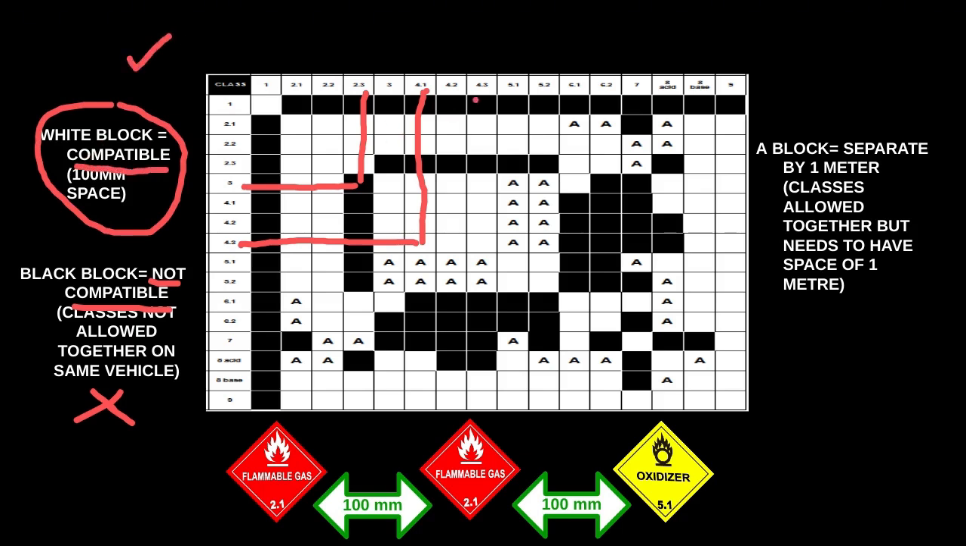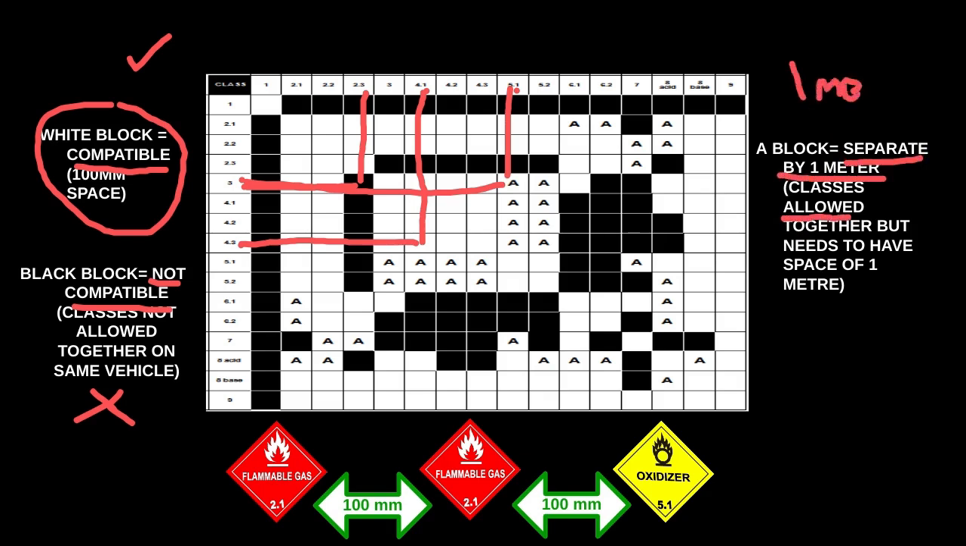Let's say we have class 5.1 oxidizing substances and class 3 flammable liquids. We can see that this is an A block. What does this mean? It means the goods can be on the same vehicle, but they must be separated by 1 meter.